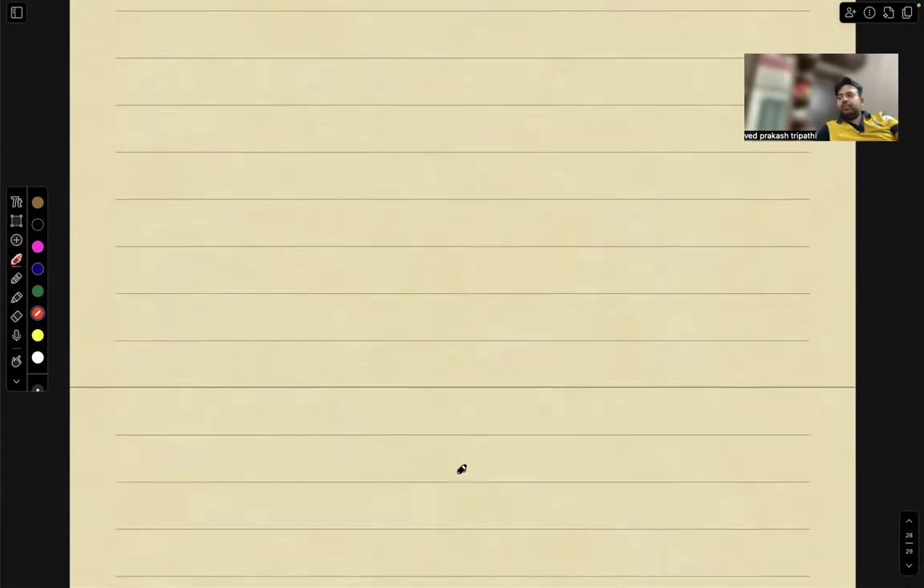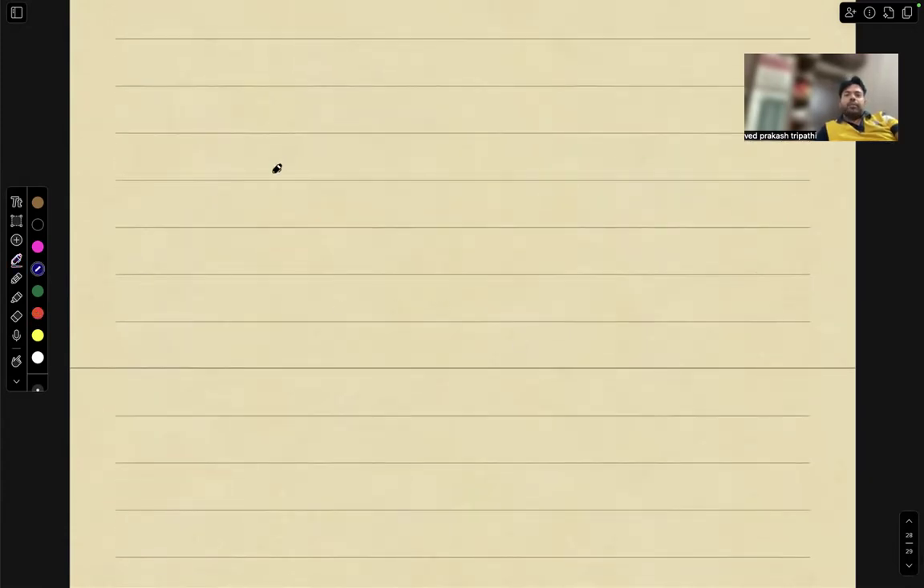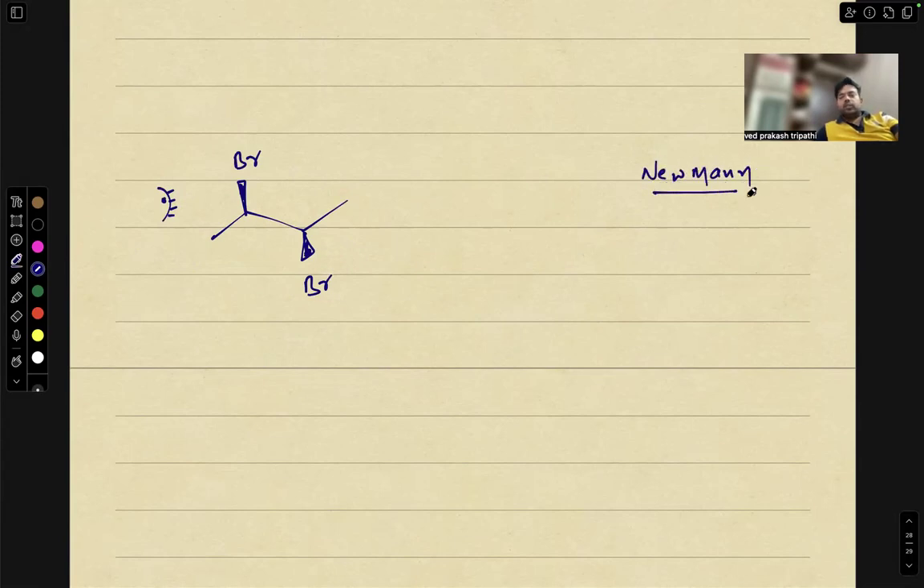Now next is, sometimes we have this kind of structure. Suppose this is wedge bromine. And here we have, suppose again, wedge bromine. And we are looking from this angle. And we have to draw its Newman projection. So what should be the drawing? Let me explain. So here wedge is my bromine, so dash should be H. And here wedge is my bromine, so dash should be H.